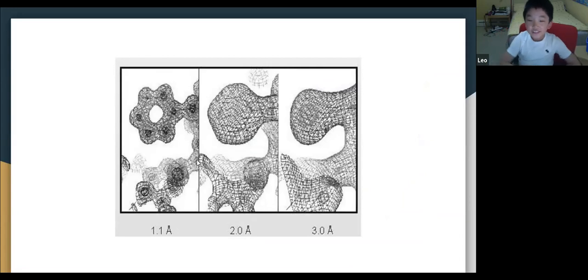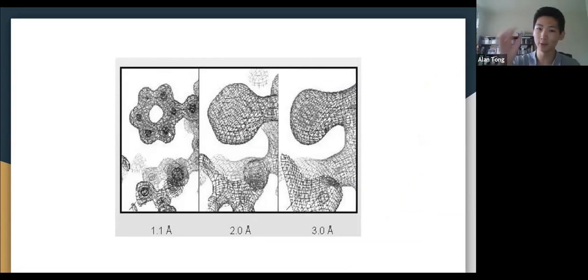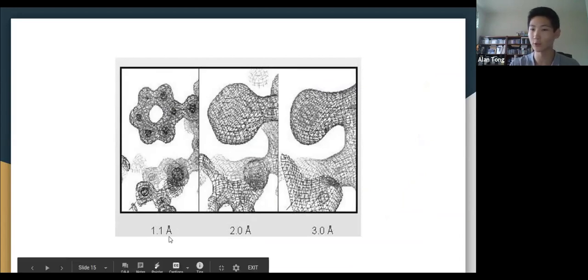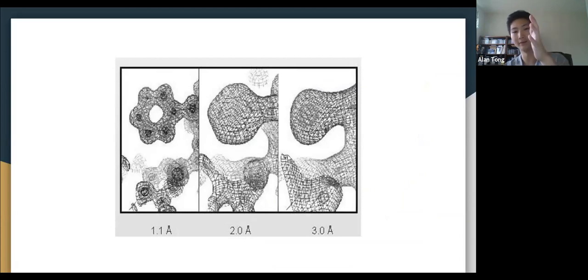Now, there's also the idea of resolution, right? You want to increase your resolution because that way you can see the details of your protein. If you look at this 1.1 angstrom, that's 10 to the minus 10 meters, at that resolution you can start to see the details of the protein. But as you get worse and worse resolution, then you start to see these kind of floppy blobular contours, and that's not as helpful, right? So there's also model validation. You want to be able to make it as good as possible.